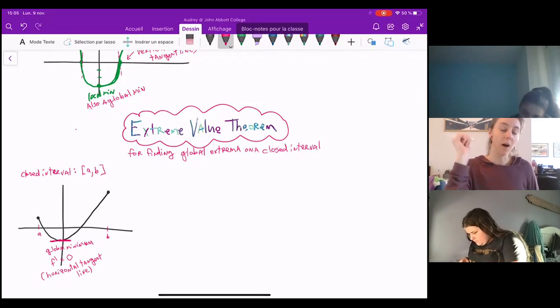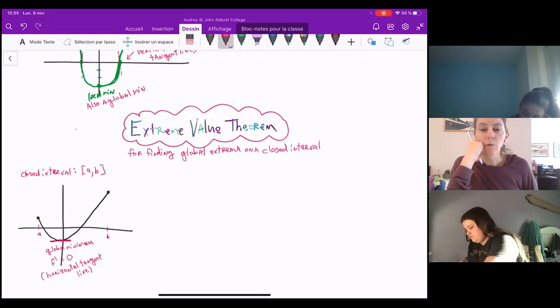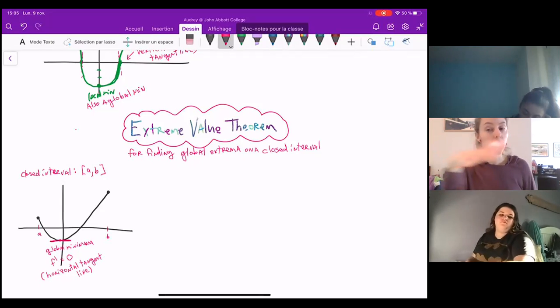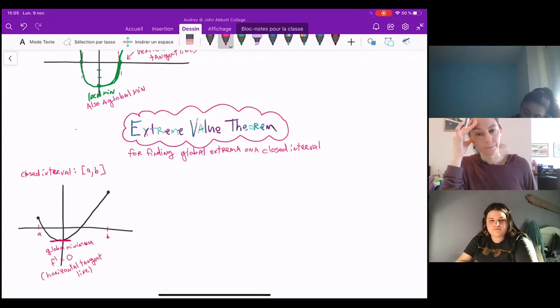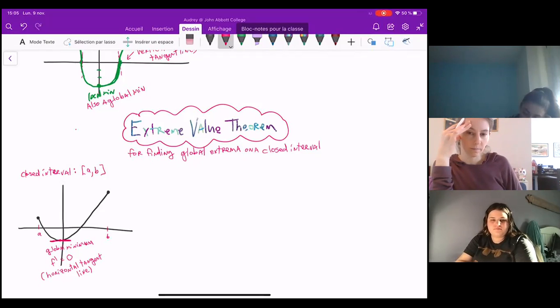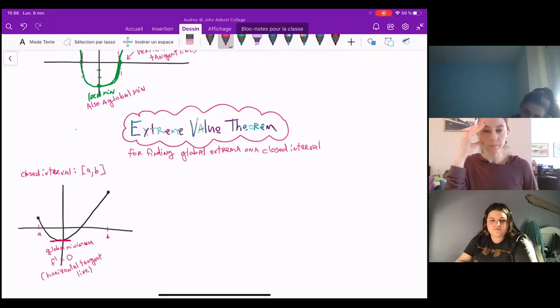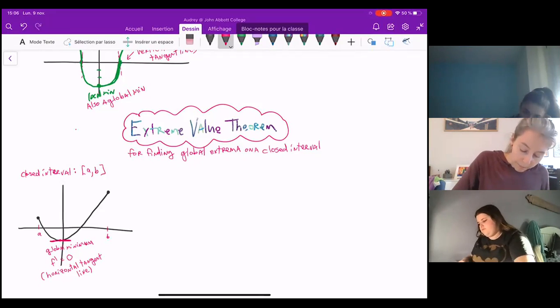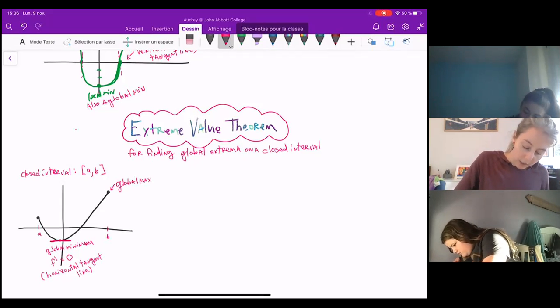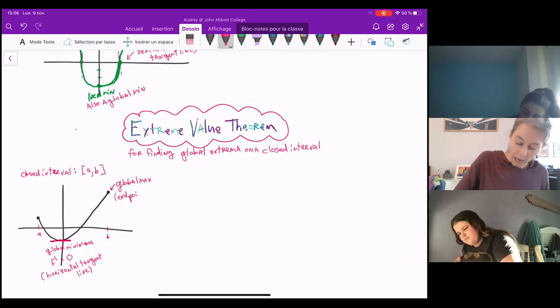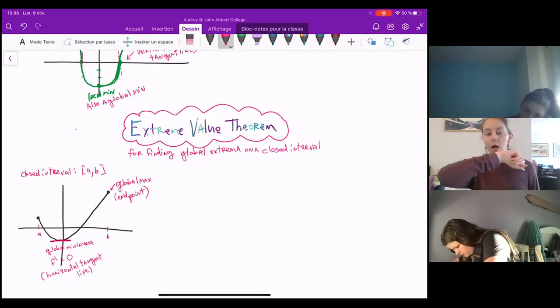Does this graph have a global maximum? Remember how we defined a global max? The y value is higher than anywhere else on the whole thing. Does this have a global max? Where? You got it. This b right here at x equals b is my global max. And it turns out that that global max occurs at an endpoint of my interval.